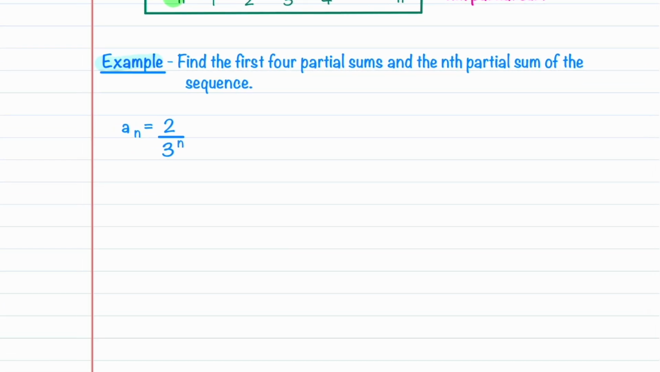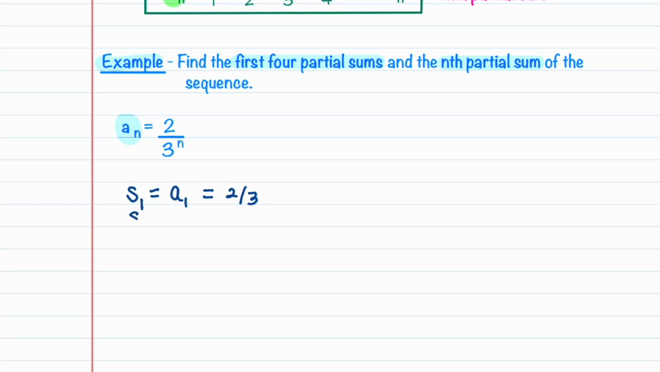Let's now look at an example where we are going to find the first 4 partial sums and then the nth partial sum of the sequence. We are given the nth term of the sequence, and it's equal to 2 divided by 3 raised to the nth power. Let's start with our first partial sum, that's s sub 1, and it's just equal to a1. So we're going to look up at our formula, and we're going to plug in that n is equal to 1. So we're going to get 2 divided by 3. I'm going to write my fractions like that just to save space.